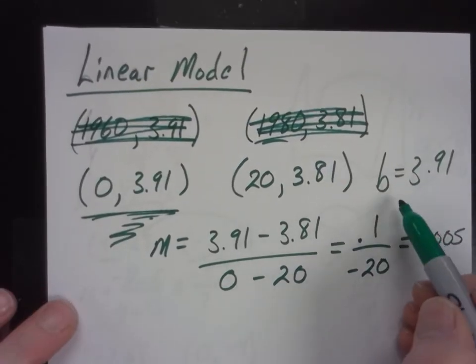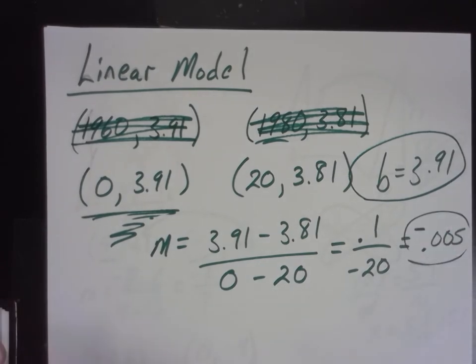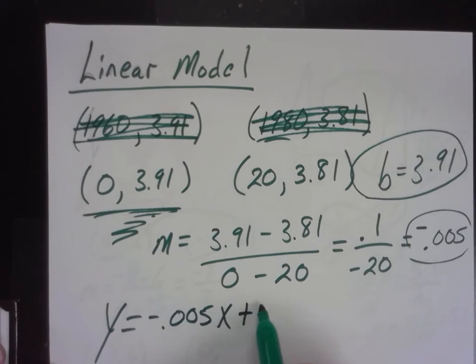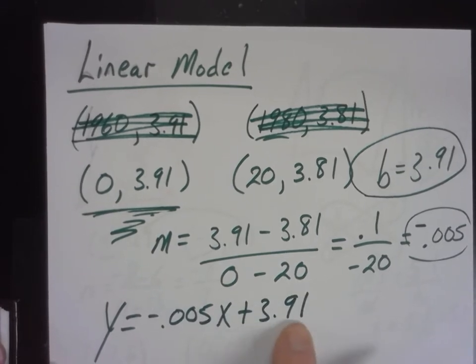We've got a y-intercept. We got a slope. I think we can write an equation. Y equals negative 0.005 times x plus 3.91. So this is our initial value. Here's our rate of change.